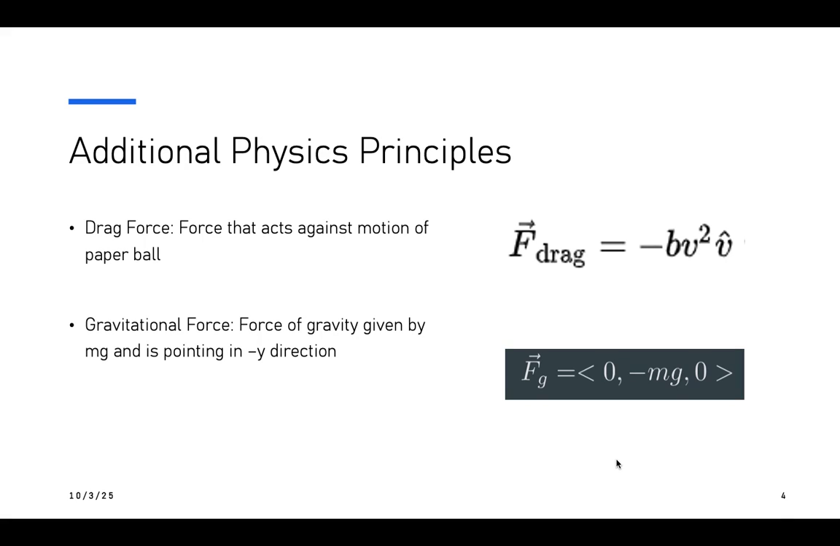Additional physics principles are the drag force, which is a force that acts against the motion of the paper ball. When air resistance is accounted for, drag force needs to be incorporated into the equation, and it affects both the x and y direction of projectiles. The constant b is a proportionality constant based on experimental data. Also, gravitational force is the force of gravity given by mg and is pointing in the negative y direction, as you can see in the formula.